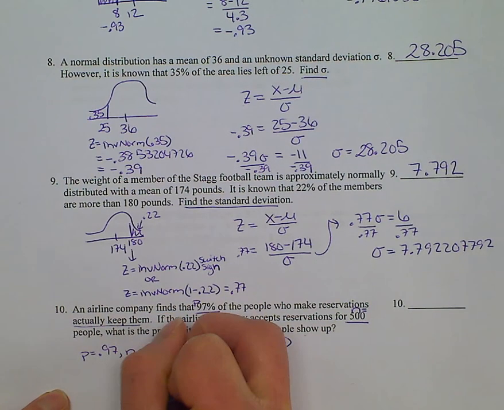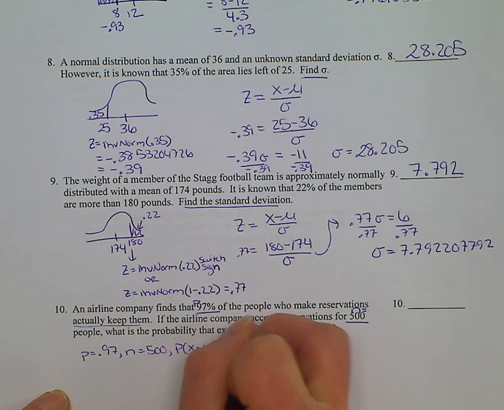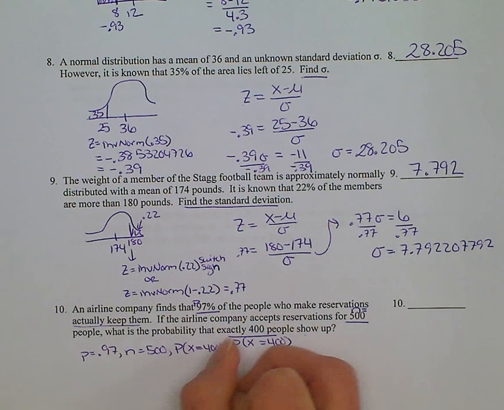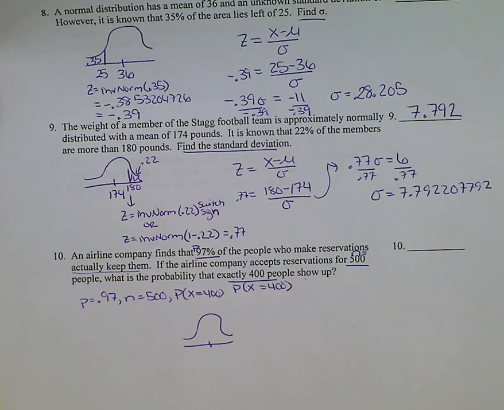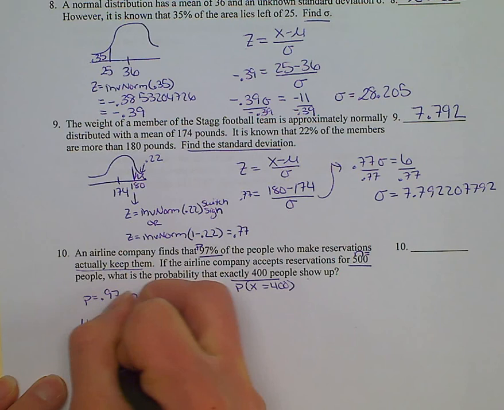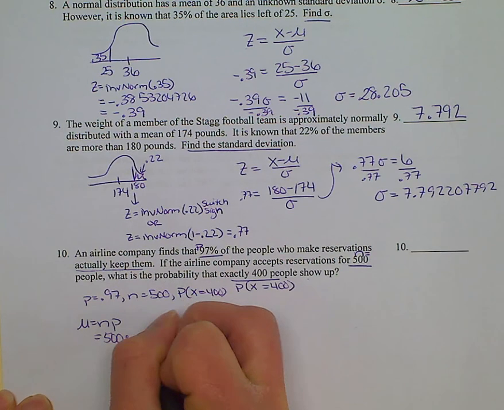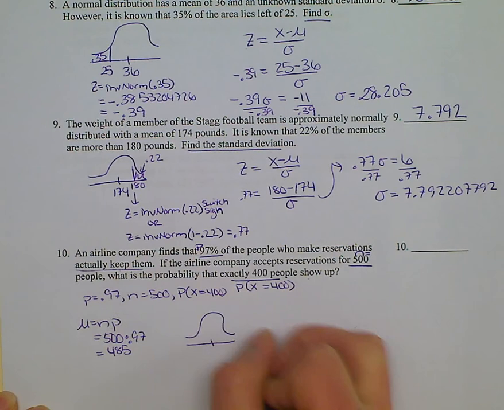So here's the information that we're looking at. We're not given our mean to figure out what goes in the center, because how do I know where to put 400 inside of this curve? So we have to calculate the mean and also our standard deviation. So our mean will come from 500 times our 97%, and we get a mean of 485. So that's the number in the middle of the curve.